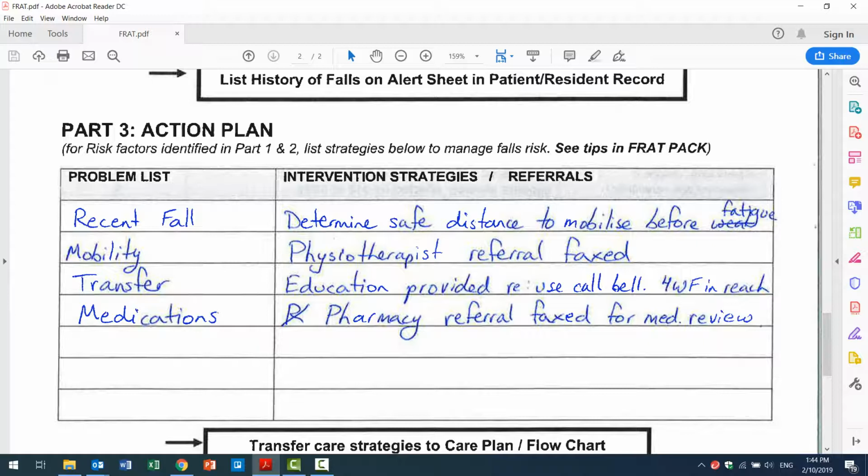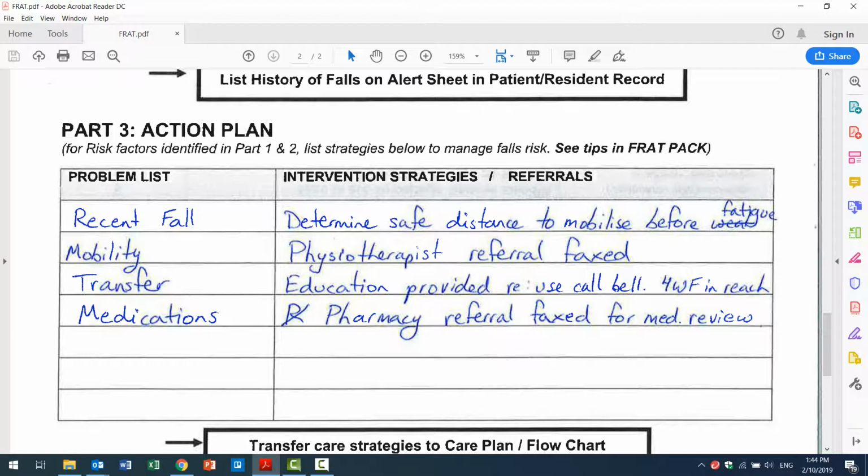In regards to mobility, the nurse has sent off a referral to the physiotherapist. With the transfers, now we did indicate that the patient can be impulsive and forgetful with using their four-wheel frame. So in this case, education will be provided or has been provided regarding using the call bell to seek nursing assistance and ensuring that the four-wheel frame is in reach at all times.